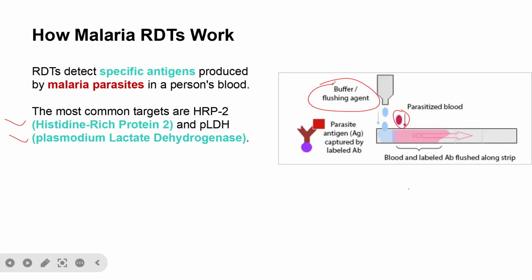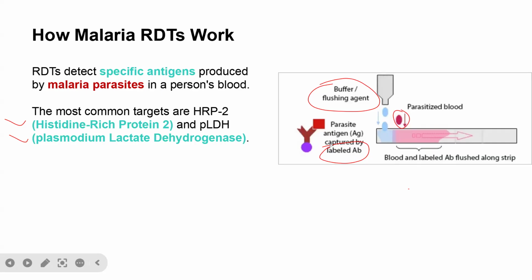As we can see in the RDT kit, it is coated with an antibody, and it is this antibody that interacts with the antigen. The malaria antigen, which is AG, is captured by the labeled antibody. So it means that in the RDT kit there are antibodies that are immobilized or labeled on the kit, which capture or detect the proteins or specific antigens produced by the malaria parasite.